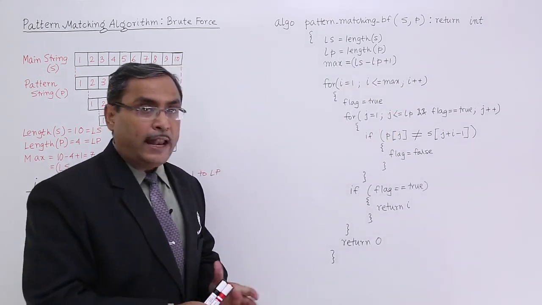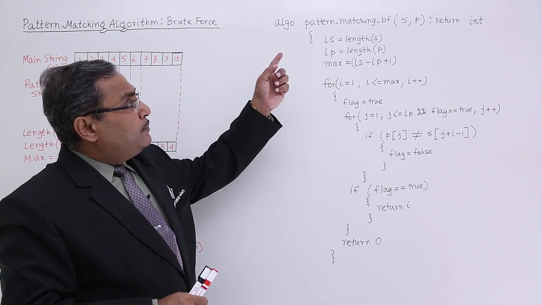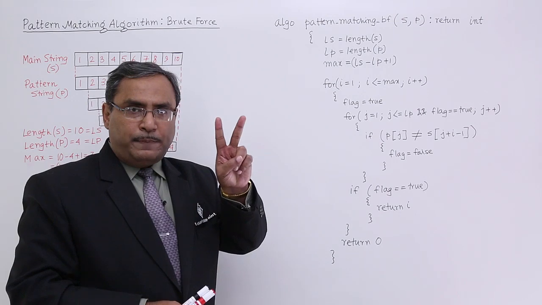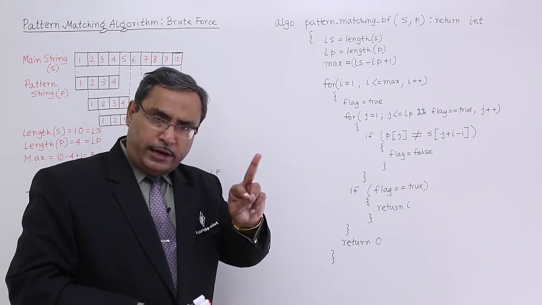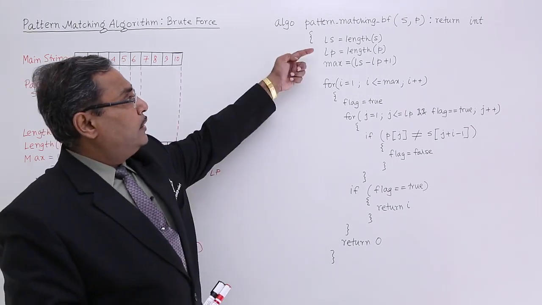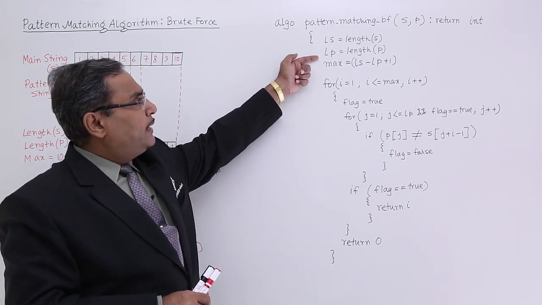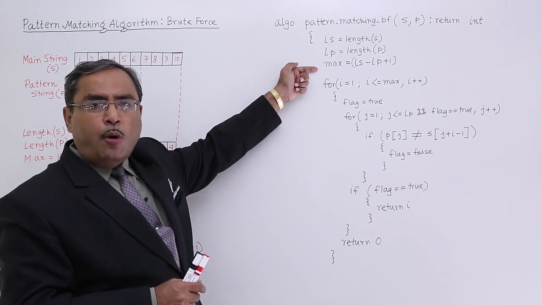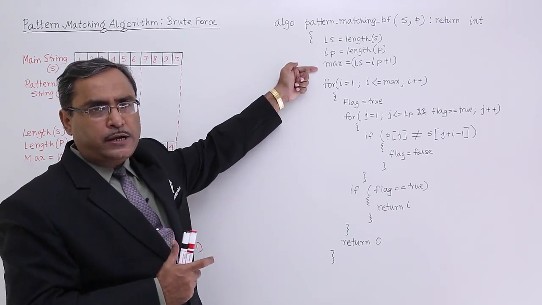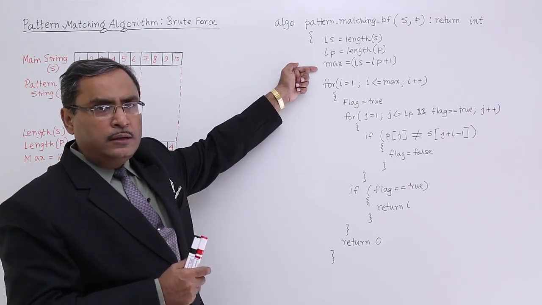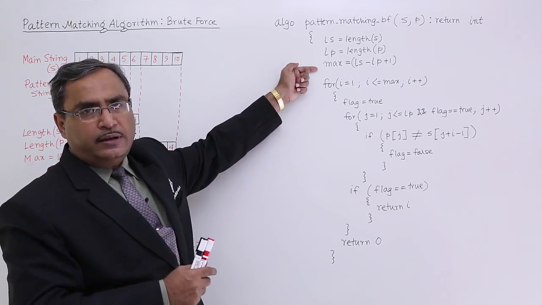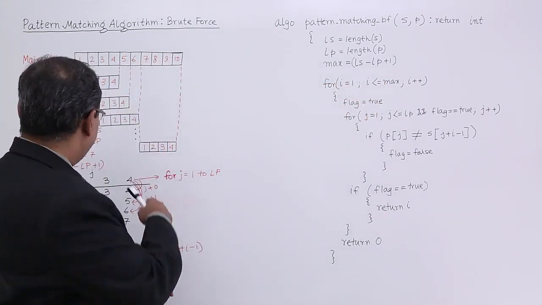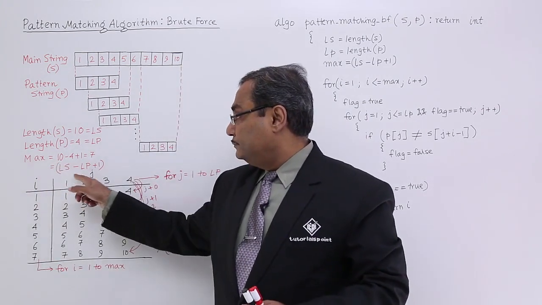Now please go through the algorithm. Algorithm: pattern matching brute force. I am giving two formal parameters, a string and a pattern, S and P. Now you are calculating the length of the main string and the length of the pattern, and then how many times at maximum I shall have to shift my pattern under the main string. What is the formula? That is 10 minus 4 plus 1, that is 7. So length of main string minus length of pattern plus 1. We did the calculation earlier also.